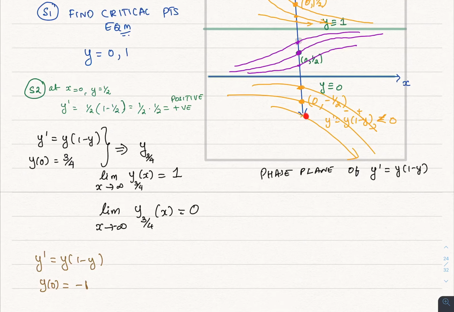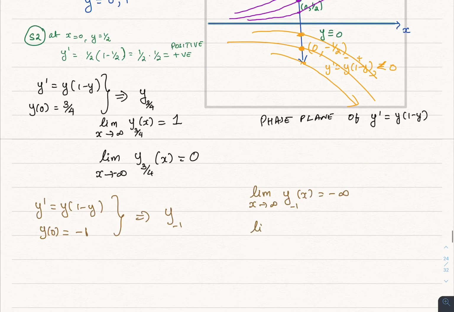It's somewhere over here, correct? And you see the solution is going to go to negative infinity when x goes to infinity. The solution is going to go to 0 when x goes to negative infinity. For this one, I'm going to write the solution as y₋₁. If you ask me what is the limit as x goes to infinity of y₋₁(x), that's going to be negative infinity.